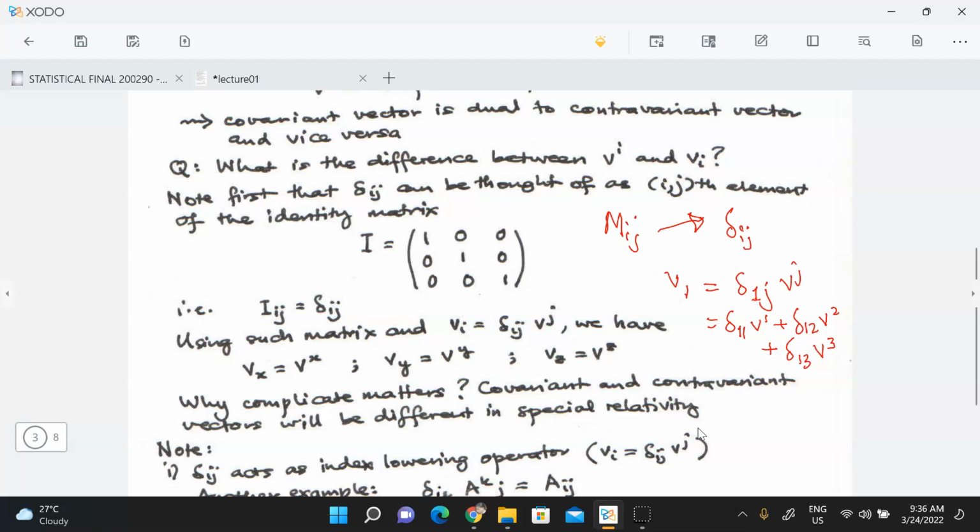Then you substitute the values of your Kronecker delta. So you see that delta 1,2 here is 0. Delta 1,3 is 0. So here you have delta 1,1, which equals 1. Then essentially what you have shown is V1 with index at the bottom is the same as V1 with index at the top. So the components of a contravariant vector and the components of the covariant vector are just identical.